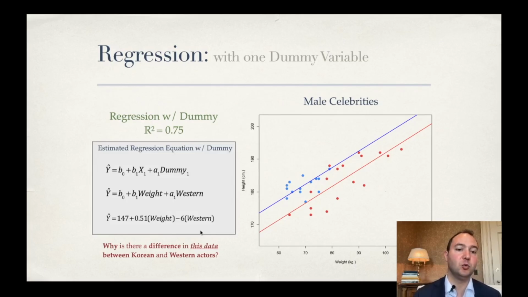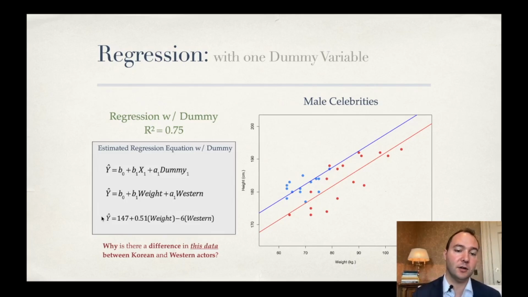So what does that do to our equation? Let's say I have two people who have the same weight. Well, I would solve this part of the equation. If one of those people is Western, this would be 1. So that would mean we would calculate their height. Let's say their height is 180 centimeters. And then minus 6 times 1, so minus 6 centimeters. Now we have 174 centimeters. Our prediction would be 174 centimeters.